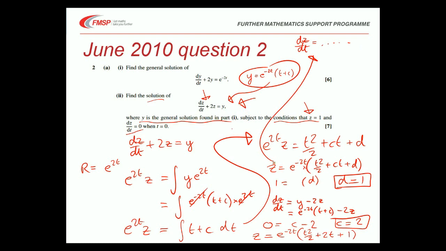Quite often though, you'll find yourself differentiating the solution you get in order to use a condition on the derivative of the solution.